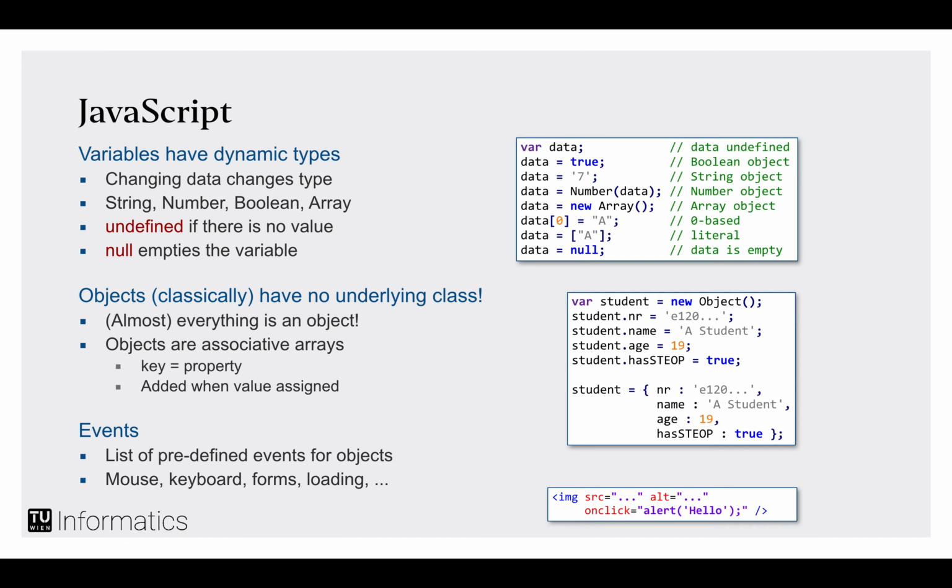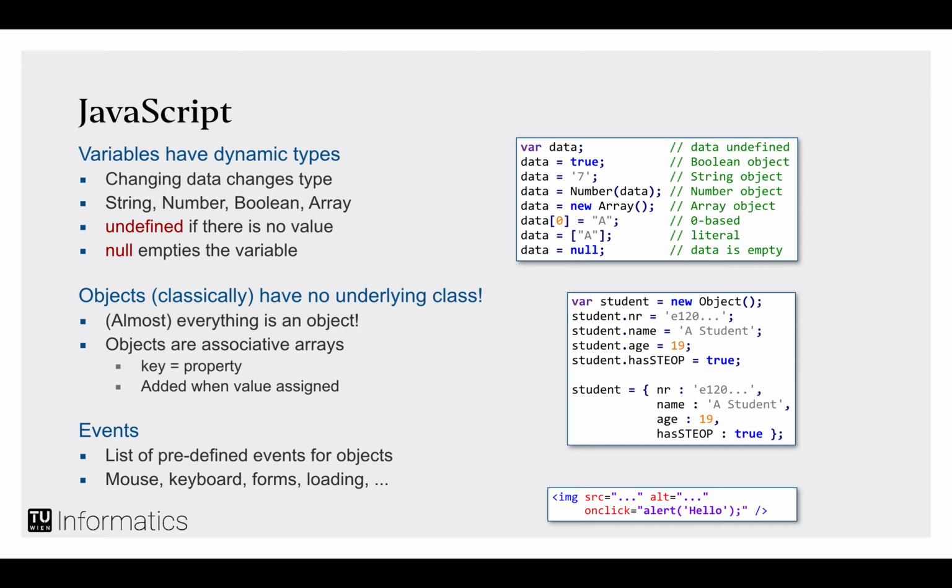As you see on the right side here, if we assign a true value, it becomes a Boolean object. If we assign a string object, it becomes a string, and so on and so forth. A more complex data type that you have in JavaScript is the concept of an object. Objects, you may have heard from object-oriented programming, are a bit different here because objects in JavaScript don't have an underlying class, so to speak. Objects are associative arrays or dictionaries in other languages.